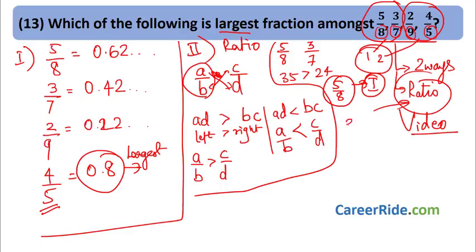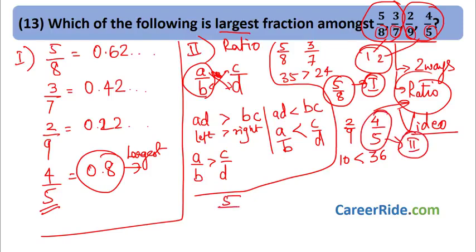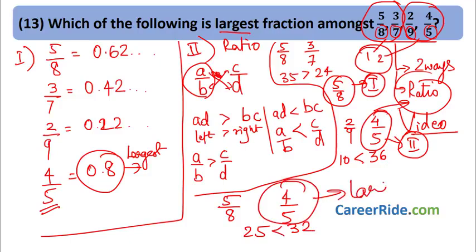Now let's take 2 by 9 and 4 by 5. 5 twos are 10, 9 fours are 36. So 36 is greater than 10, so 4 by 5 is greater. This is our second result. Let's compare 5 by 8 and 4 by 5. 5 fives are 25, 8 fours are 32. 32 is greater than 25, so 4 by 5 is largest amongst them. So see how easy it is.